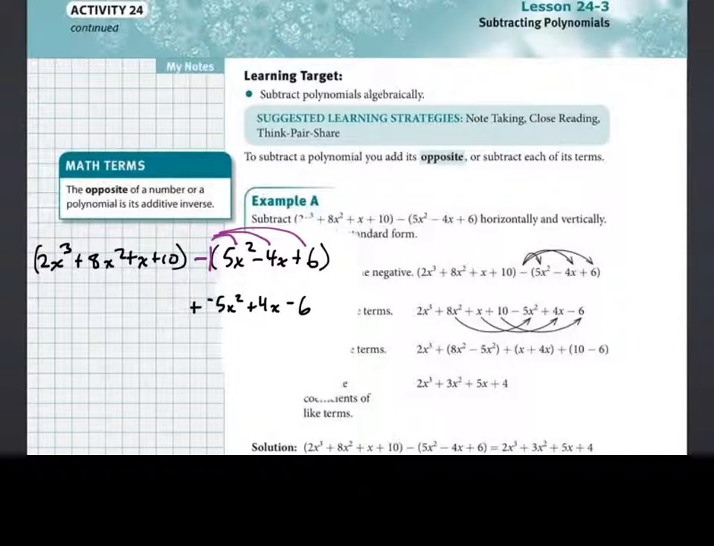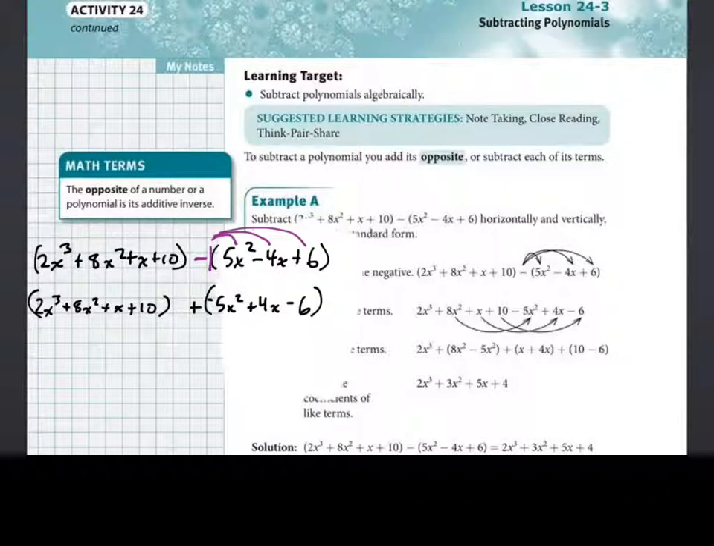That's just on the right side. Only on the right side, because the -1 is next to this parenthesis. It's not next to these guys. Okay? So now, on the other side, we just have all these guys that we have to add to these guys. So we have 2x to the third plus 8x squared plus x plus 10. And we're going to add these with these. So it's just what we were doing.